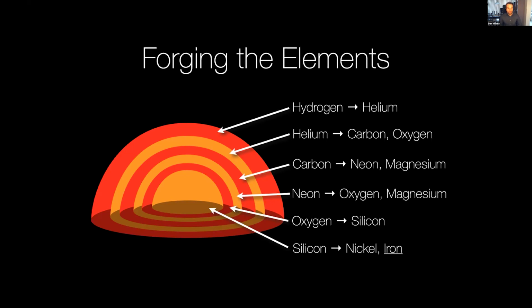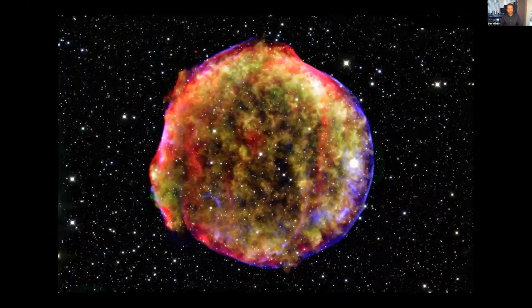But unfortunately, we can't make anything heavier than iron. It's just not possible to squeeze nuclei together inside a star. So then the star runs out of fuel. It's not able to carry on this nuclear fusion once it runs out of things to squeeze together.